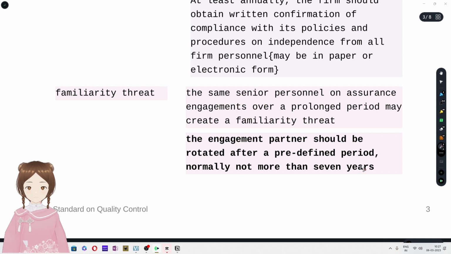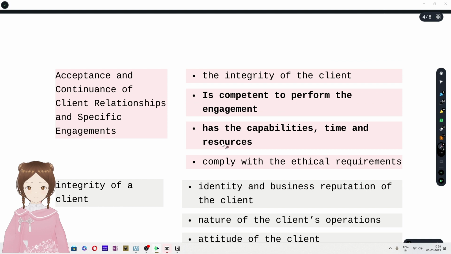Rotation of auditors in the Companies Act doesn't apply to a private company or small company, right? But for this, under familiarity threat, the rotation is applicable even to a small company, or even a partnership or LLP. That period is not more than 7 years. So don't confuse it with rotation of auditors in the Companies Act.